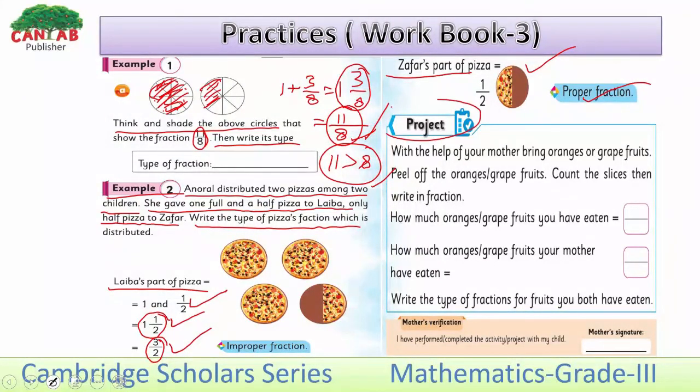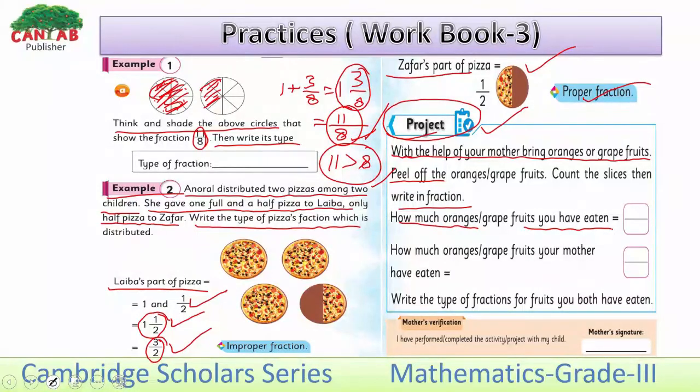On the next page, there is a project. You have to complete this project with your mother at your home. Look here and read the instructions carefully. With the help of your mother, bring oranges or grapefruits. Peel the oranges or grapefruits. Count the slices, then write in fractions. How much of the oranges or grapefruits have you eaten?